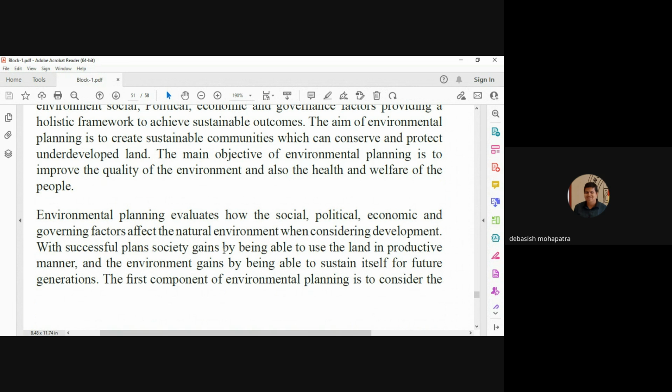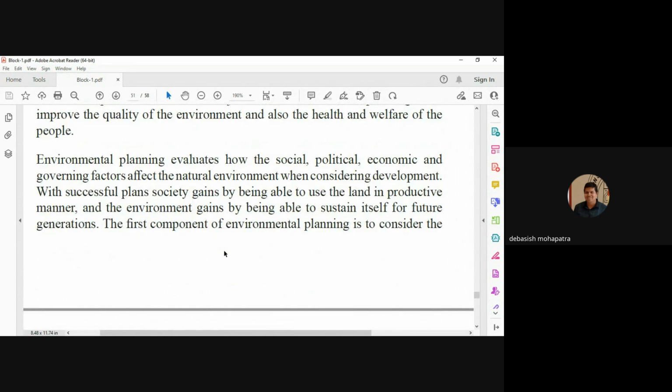So environmental planning evaluates how the social, political, economic and governing factors affect the natural environment, considering development with success. A planned society gains by being able to use the land in a productive manner, and the environment again by being able to sustain itself for future generations.